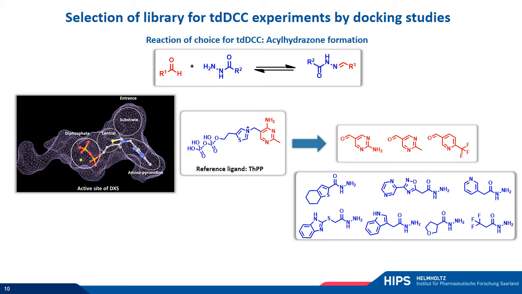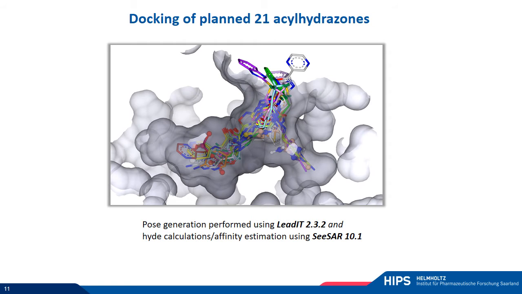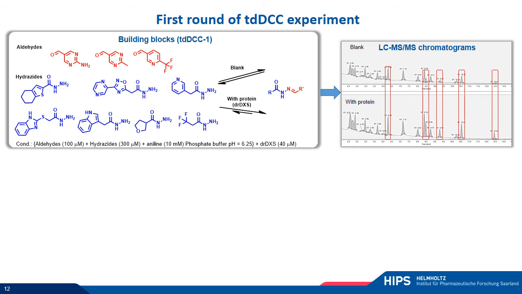And we decided to dock these acylhydrazone products in the active site of DXS using LeadIT and CSAR software from BioSolveIT. The docking study reveals that most of these acylhydrazones are accommodated in the active site of the enzyme DXS. So we performed the first round of DCC experiment by reacting 3 aldehydes with the 7 hydrazides in presence and absence of the protein.